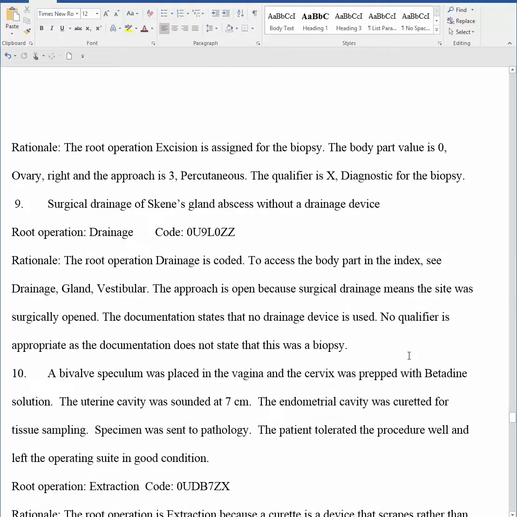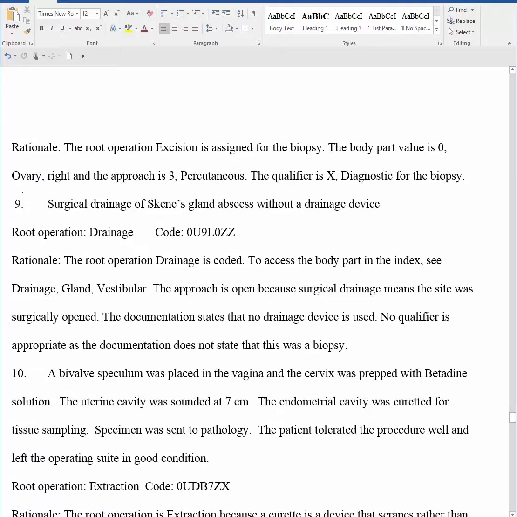Number 9 is drainage of the Skene's gland abscess without a drainage device. Root operation is drainage. Then we're going to index the anatomical location, and we're going to use the word gland first, then vestibular, because if you go back into the chapter, they talk about these glands and how they're characterized as vestibular.